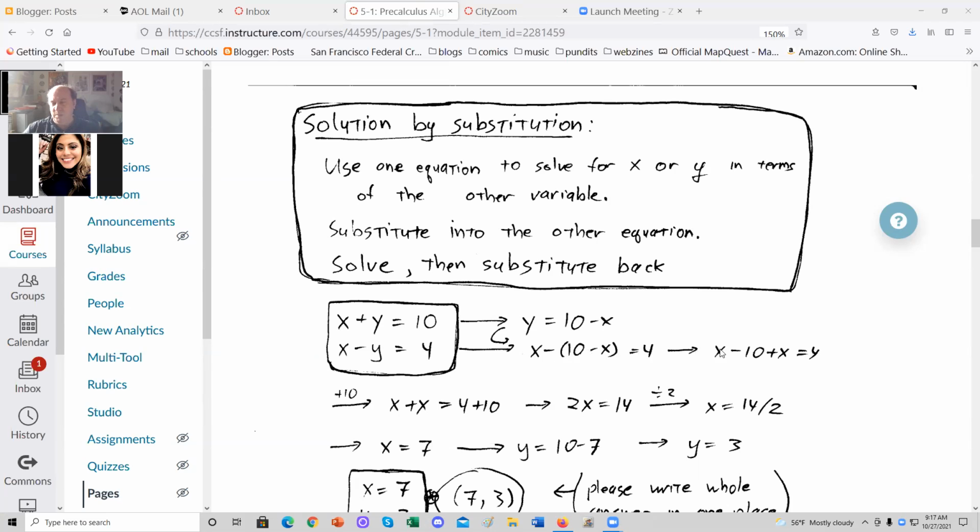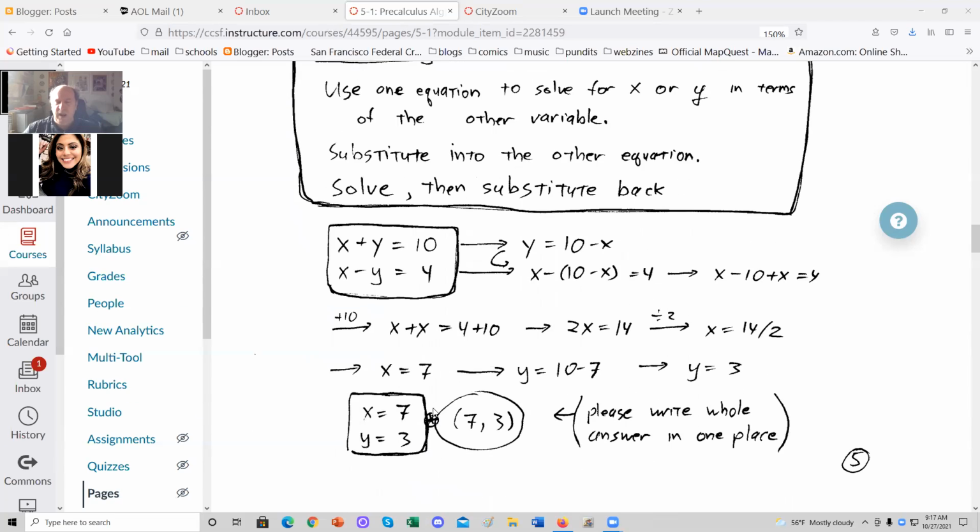Okay, first we distribute the minus: x minus 10 plus x equals 4, transpose the 10, x plus x equals 4 plus 10, so 2x equals 14. Divide both sides by 2, x equals 14 halves, or 7. And then y, substitute back here, is 10 minus x, which is 3. And so x is 7 and y equals 3.